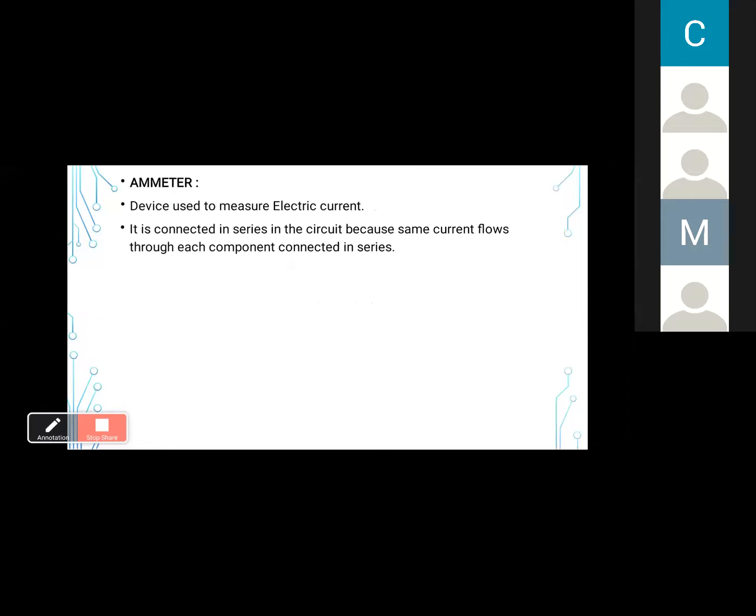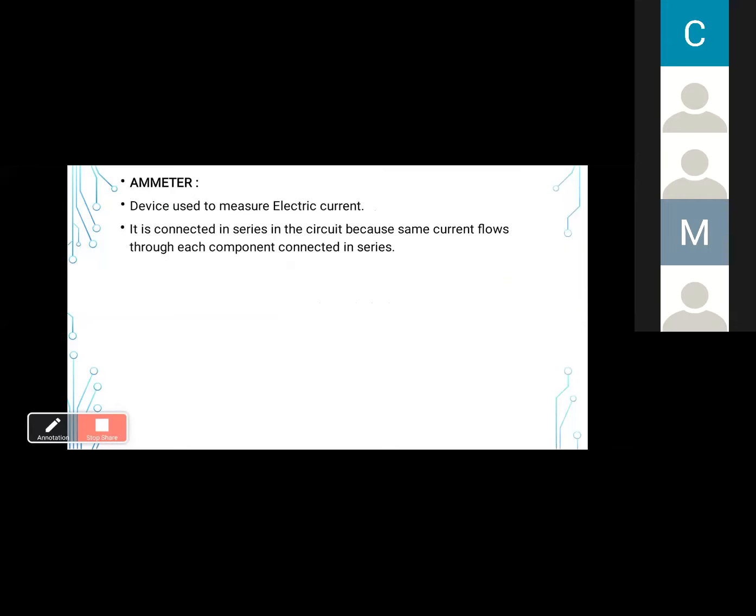Next is how to connect an ammeter. An ammeter is a device used to measure electric current, as I told you in the previous sessions also. It is used to measure the electric current in amperes. It is connected in series in the circuit. Why is it connected in series? Because it calculates the current, and you know current is the same only in series. Whenever you connect components in series, the current flowing through all the components will be the same.